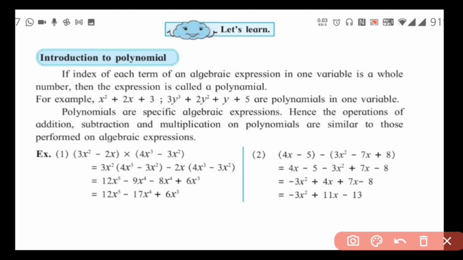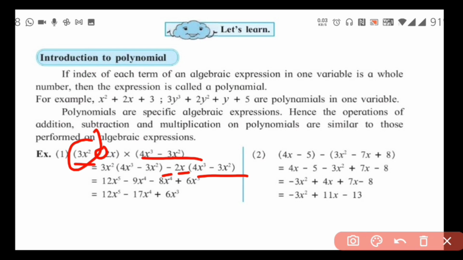So in the first example, 3x square minus 2x multiplied by 4x cube minus 3x square. What is done? The first term is multiplied by the second bracket, then, since a minus sign is there in the second term, minus the second term multiplied by the second bracket. That means we have multiplied the first term of the first bracket by the second bracket, and then the second term of the first bracket by the second bracket.